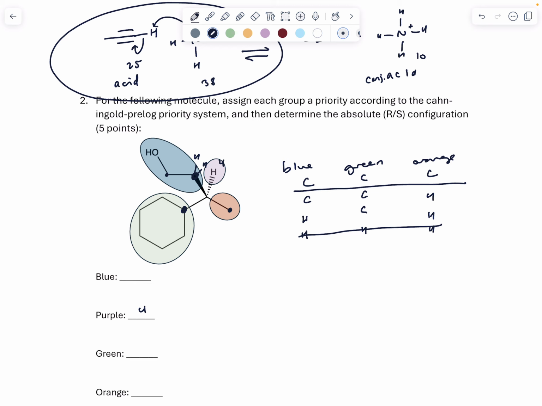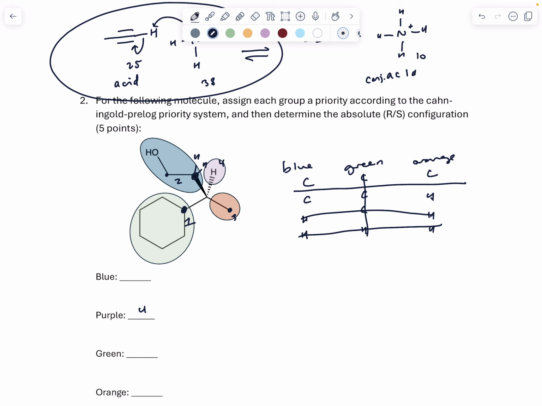Then we get to the next level, hydrogen, carbon, hydrogen. Green is the only one that's different. It has a higher priority. It has a carbon, so this is priority number 1. And then now we're comparing blue and orange. So blue now would be priority 2, and orange would be priority 3.